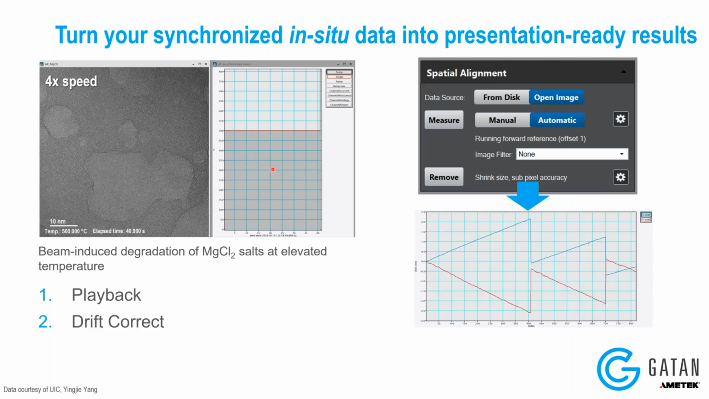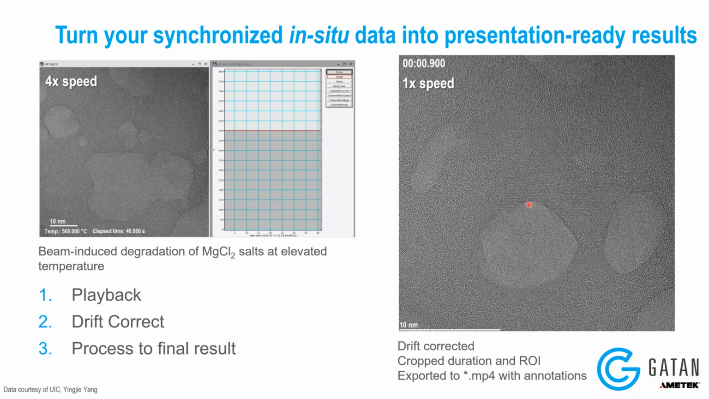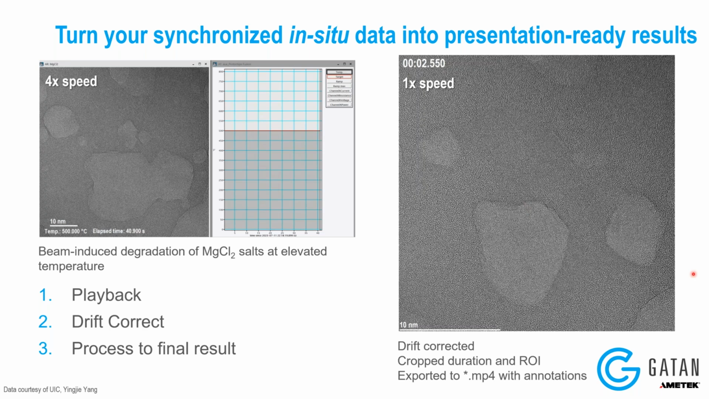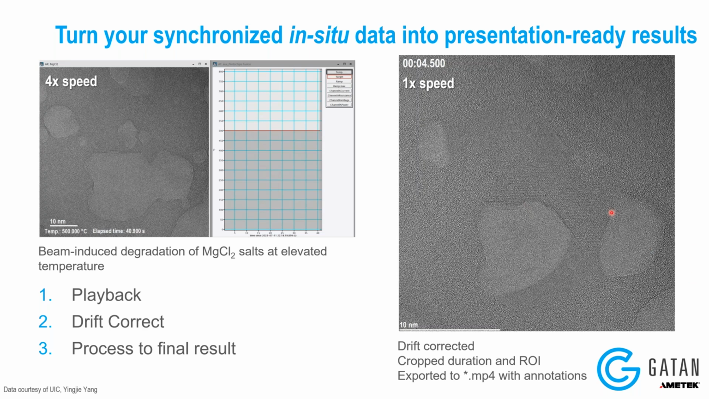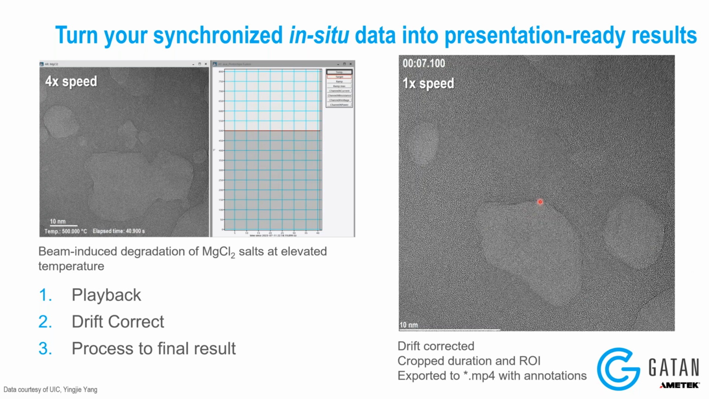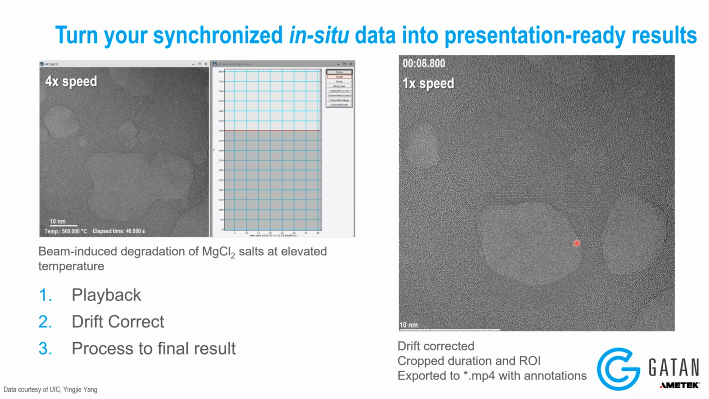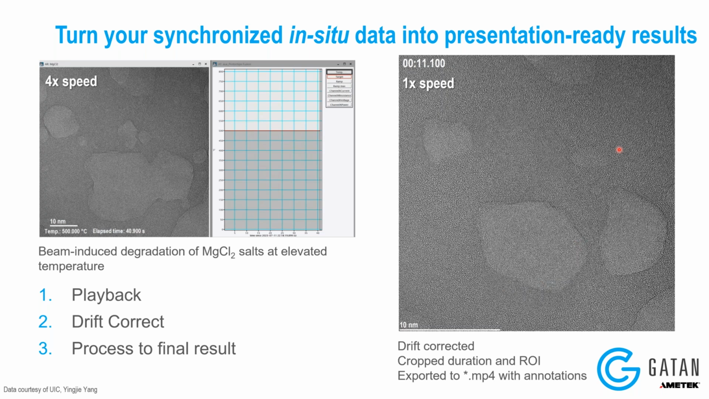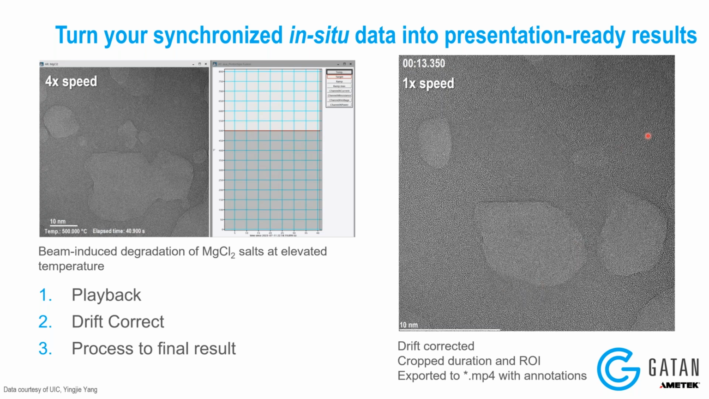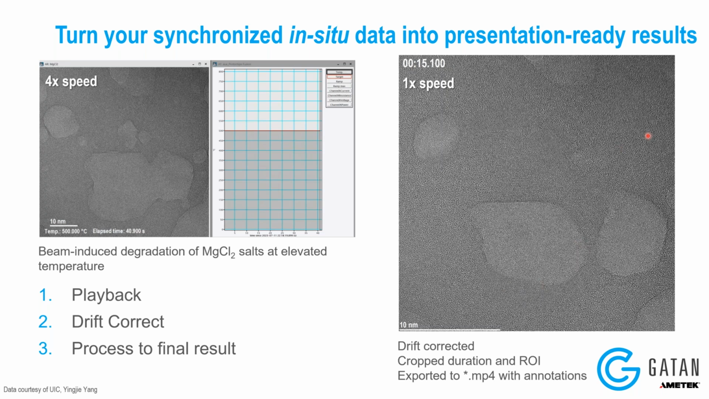back together. But the idea is that you can even take this video, drift correct it within DigitalMicrograph, and then get a very nice result here where we can just look at the motion of these bubbles within the magnesium chloride salt at high temperature without having any drift in the image at all. Still at a high speed with high resolution from the camera.